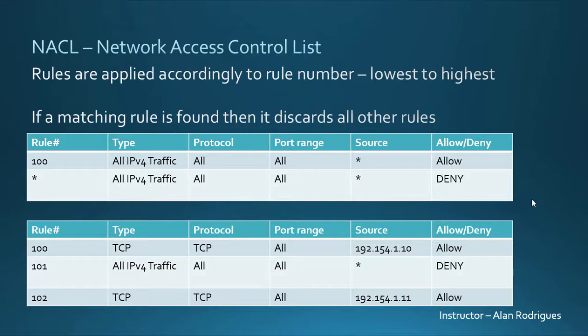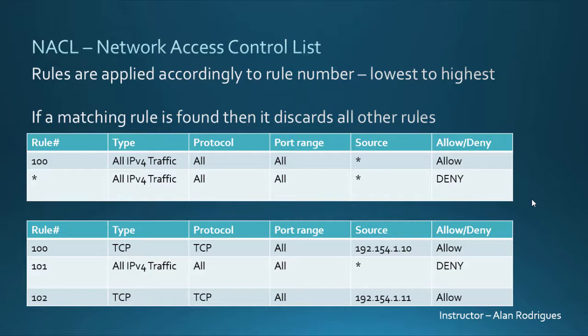Here is an example of how the rules look for a network access control list. You first have the rule number, the type of rule, the protocol, the port range, the source, and the action, allow or deny. This is similar to any firewall type of rules. Anyone who's familiar with firewalls will find all these parameters pretty familiar.